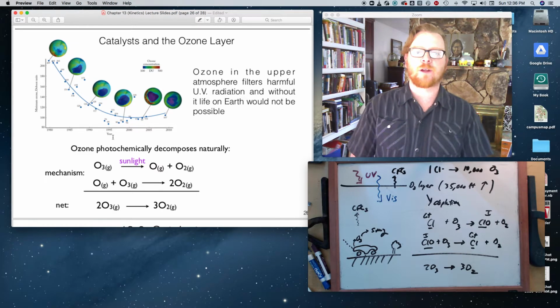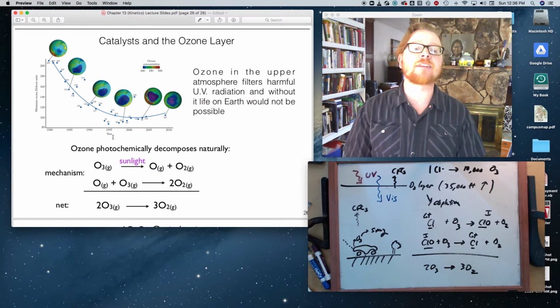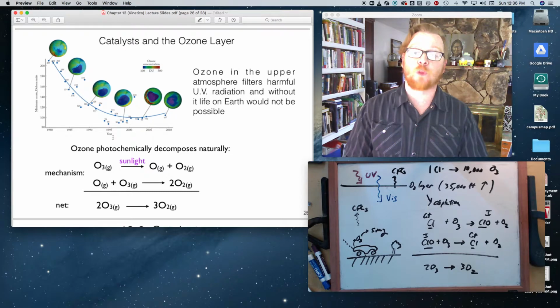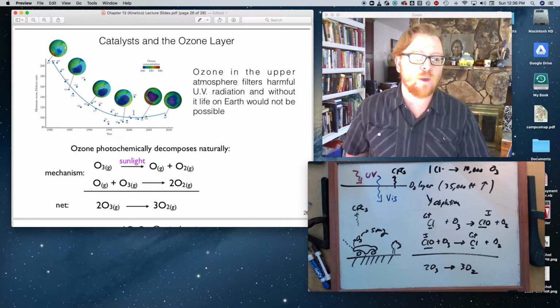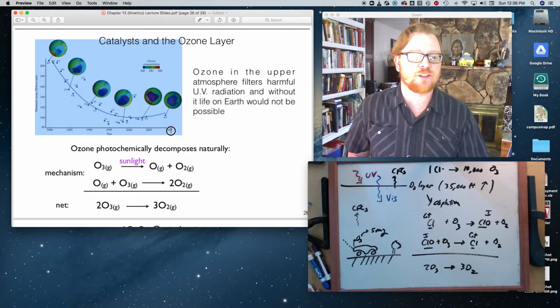So all of the world's nations got together in Montreal, and they decided in 1995 we're no longer going to use chlorofluorocarbons. We're going to ban them worldwide. And what started happening, it's kind of hard to see, and this graph only goes out to 2010.